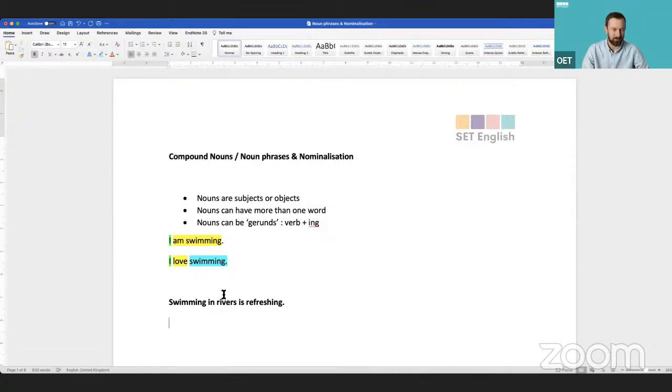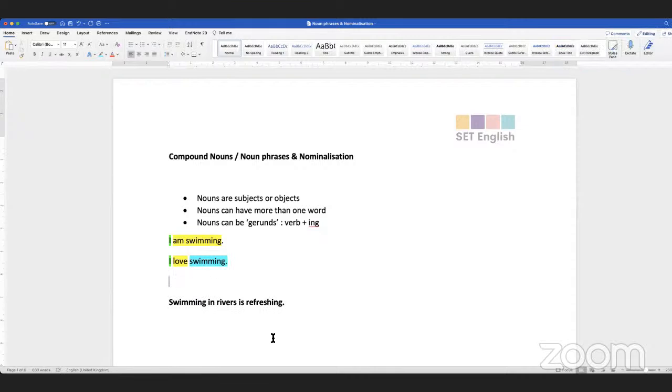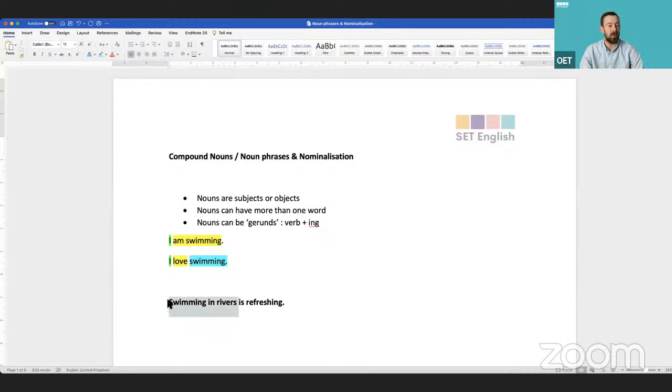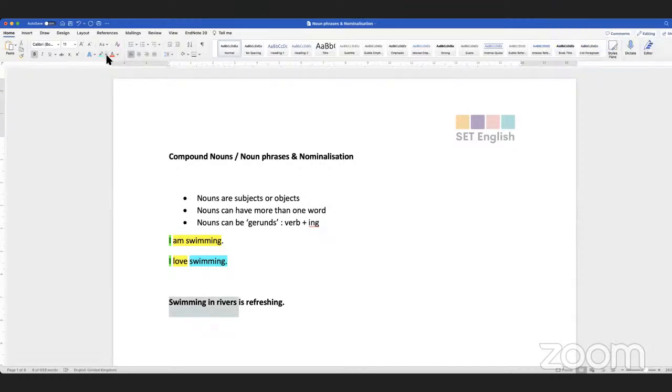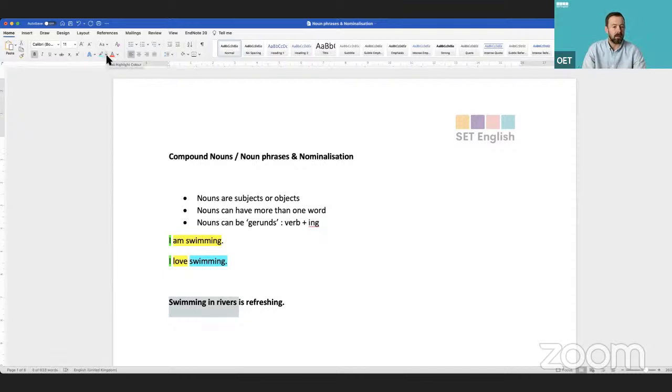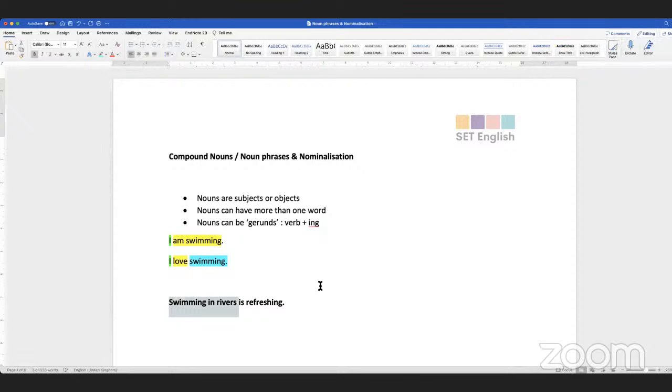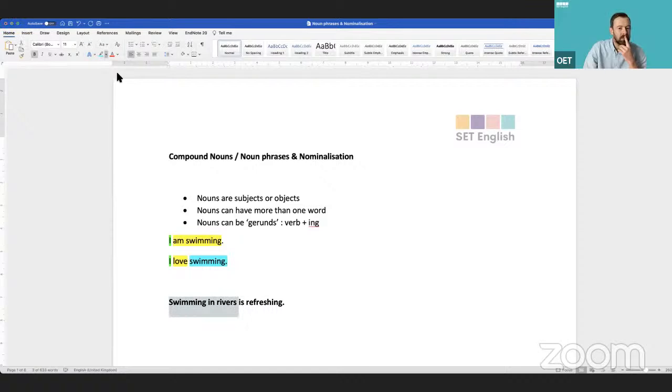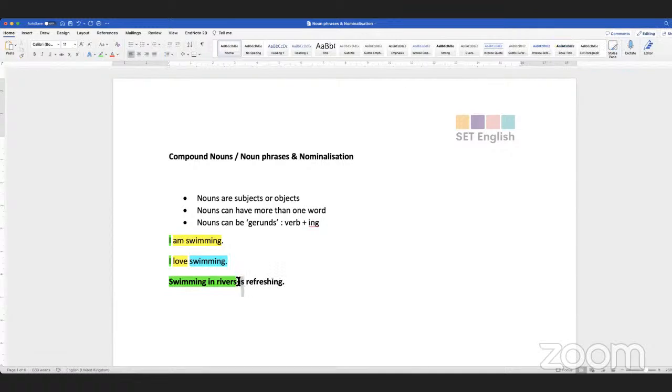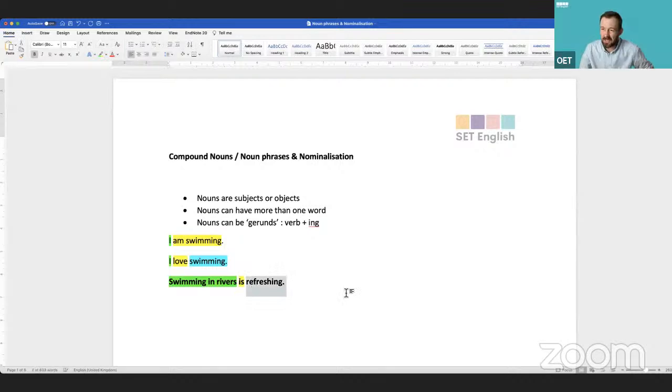Excellent. Here, what's the verb? Is. Is the verb, isn't it? So swimming in rivers here. What color should I give it? Should I give it green, yellow, or blue? Green. It should be green, because it's the subject of this sentence, isn't it? Okay. Is the verb. Now, refreshing is just an adjective. That's all that is. We don't have to worry about the word refreshing.